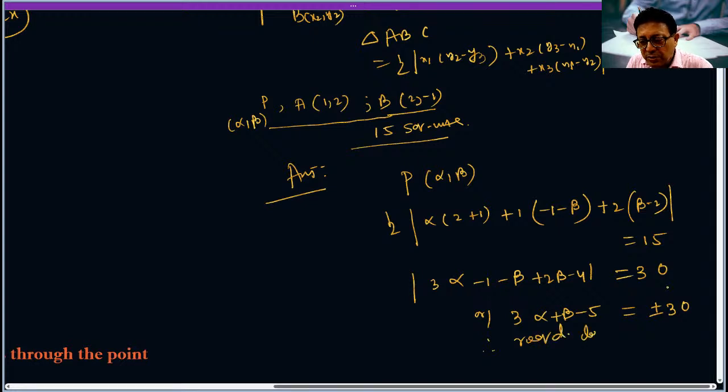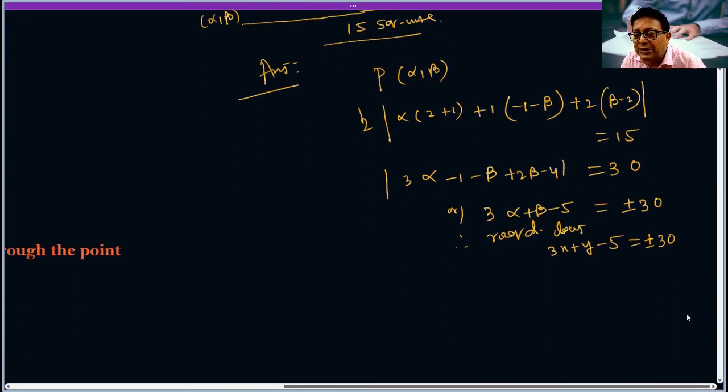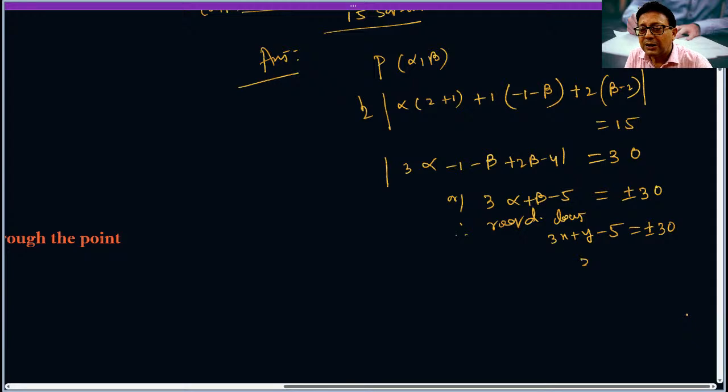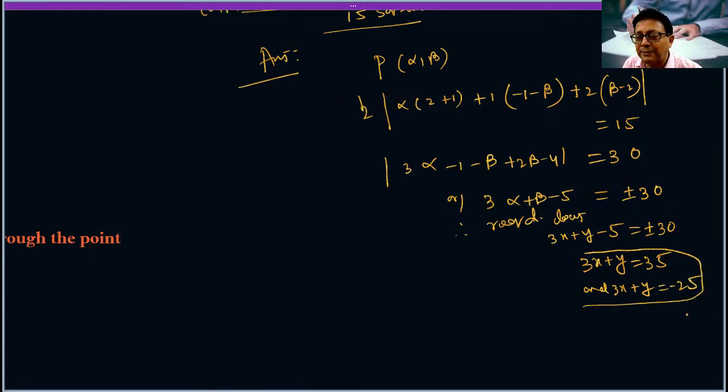So the required locus will be what? 3x plus y, because this sum has a direct relation with straight lines, plus minus 30. Okay, so it will give you two straight lines parallel to each other, that is 3x plus y equal to 35 and 3x plus y equal to minus 25. Clear?